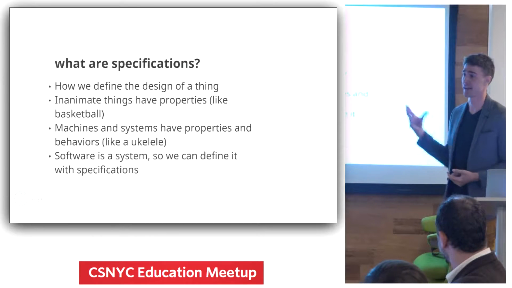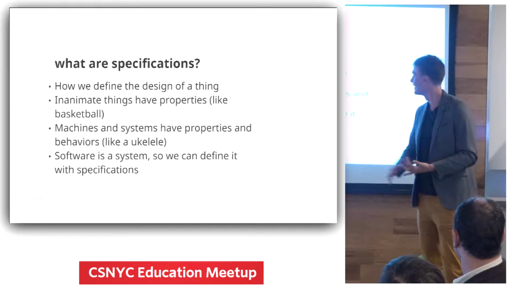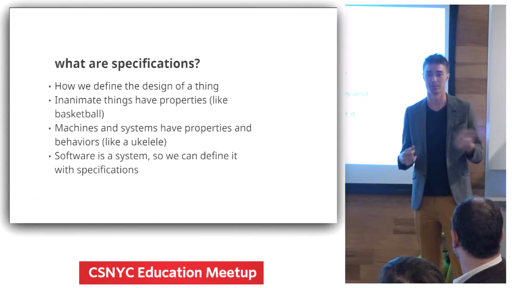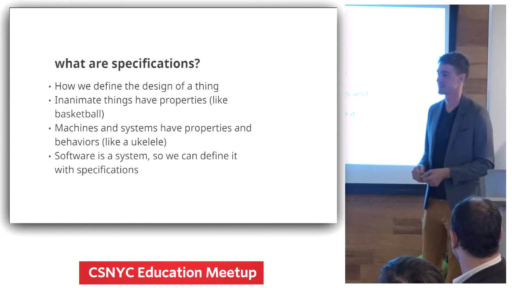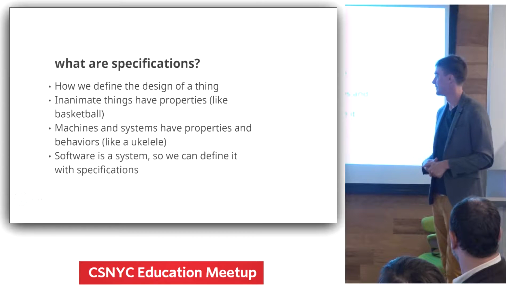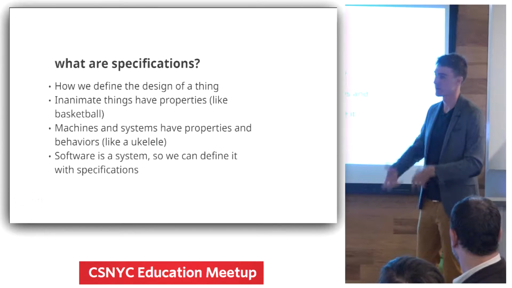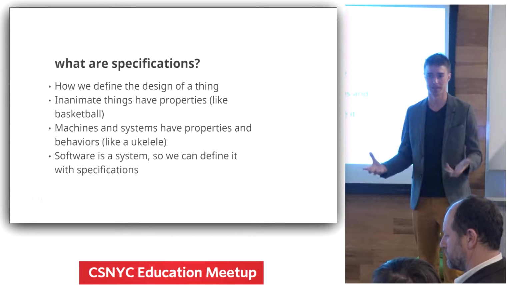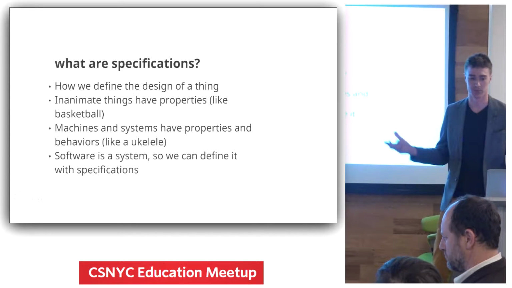When you get into things that have actual movement or behavior, like a machine or a ukulele, you can talk about the behaviors of a thing. Well, it has 4 strings. When you pluck one, it plays a G chord. The next one plays an A chord. You can twist it to tune it, things like that. And in the same way that you could have specifications for real-world objects, software is also a system, and so you often begin thinking about software in terms of specifications. So that's the general concept we're working with here.